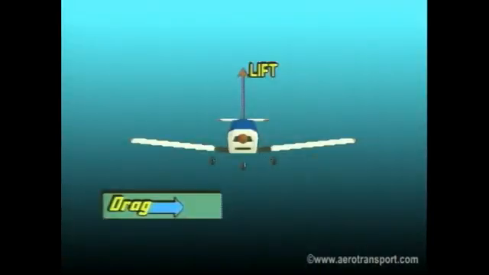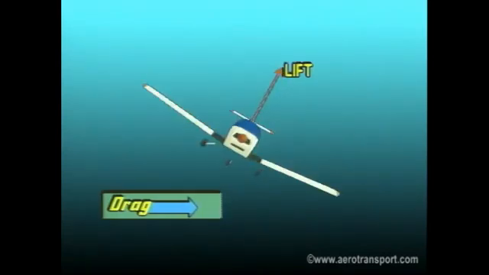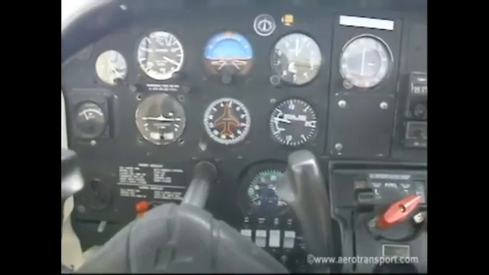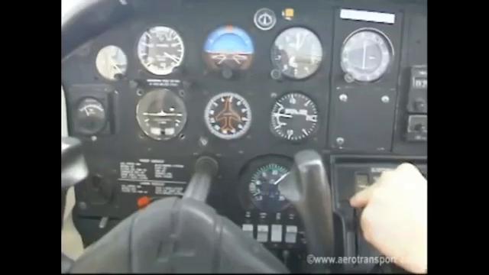As the bank increases beyond 30 degrees, you will need more power to maintain airspeed. Now that's because the greater the angle of the bank, the more lift required to maintain a constant attitude. The increased lift also produces more drag, thus the need for more power to maintain a constant airspeed. The bank angle that can be maintained in a steep turn is dependent upon the available engine power. You enter a steep turn like any other turn, but it requires the simultaneous coordination of all of the controls.